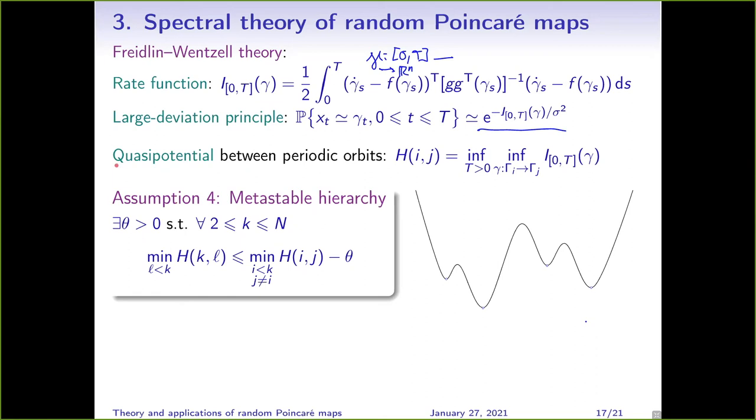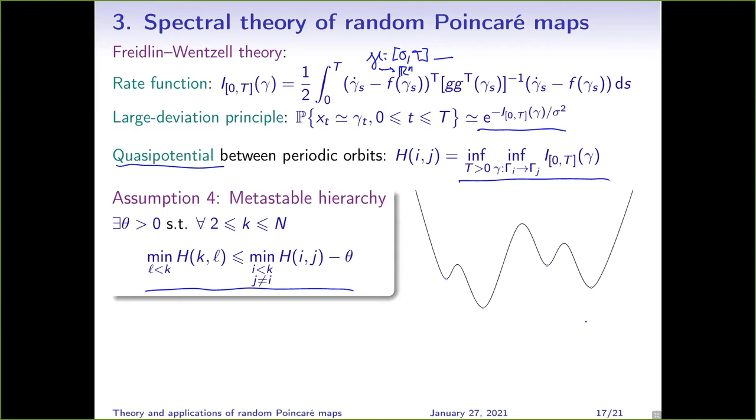And then you have a notion of quasi-potential between periodic orbits. So you look at all trajectories connecting the orbits gamma i and gamma j in arbitrary time capital T, and you look at the weight function of this connection, and you take the minimum over all possible trajectories. That's called the quasi-potential. And my fourth assumption on metastable hierarchy has to do with ordering the periodic orbits in a correct way, and they are ordered from most stable to least stable. And this here is the definition of this ordering, which is maybe not so easy to understand, but it's easier to explain with an analogy.